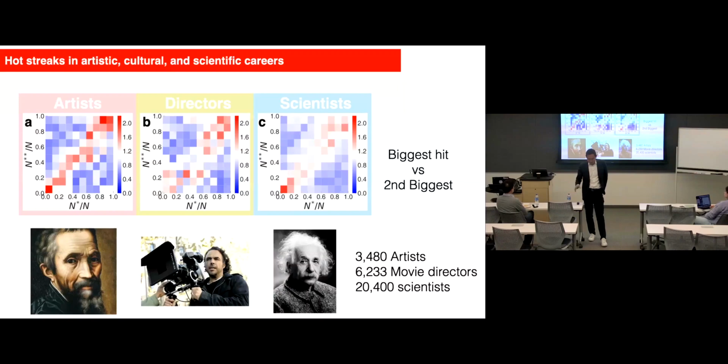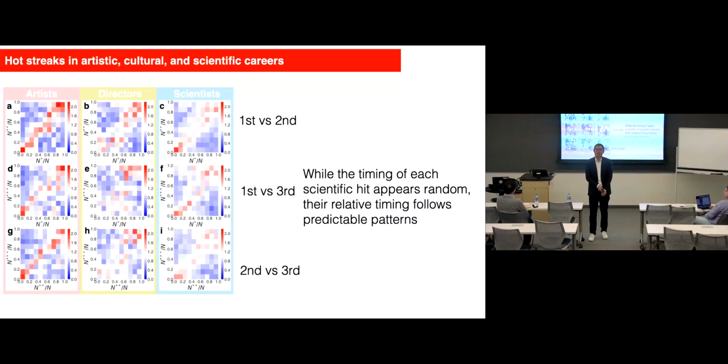The puzzle cracked open when we looked at the relative timing between your biggest hit and second biggest hit. That is, if I know where your biggest hit is, I know very well where your second biggest hit is. It's just around the corner of the biggest hit. And if you look similarly at the first versus third, second versus third, you see a similar pattern, a clear diagonal pattern, right? So what this is telling us is that the timing of each hit within a career appears random by itself. Their relative timing, however, follows a very predictable pattern.